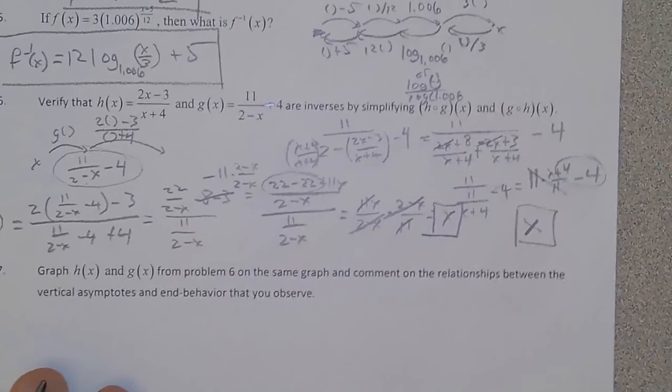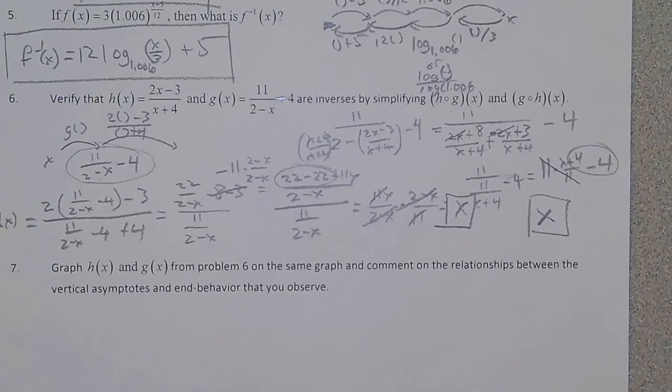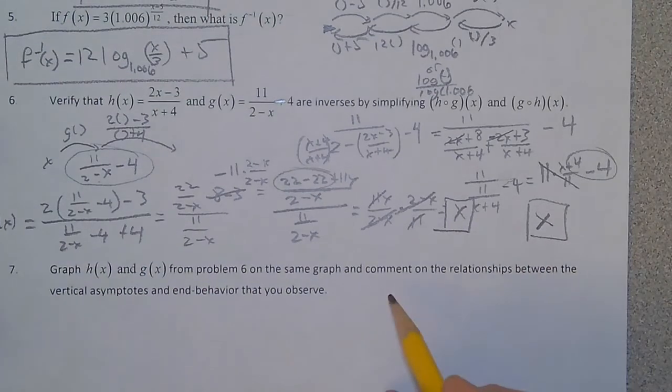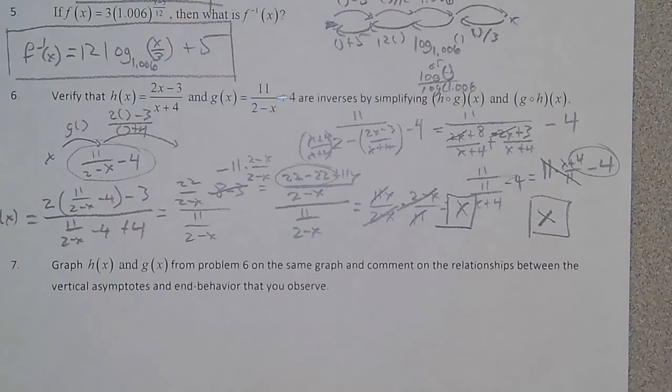That's about as rough an inverse verification as you're going to come across. Okay, working with those same things, we are going to take a look at the graphs of both of these functions. Okay, so the h of x, the 2x minus 3 over x plus 4, that's in red, and the other one is in blue. It says, comment on the relationships between the vertical asymptotes and the end behavior that you observe.